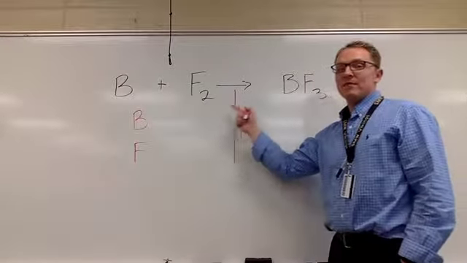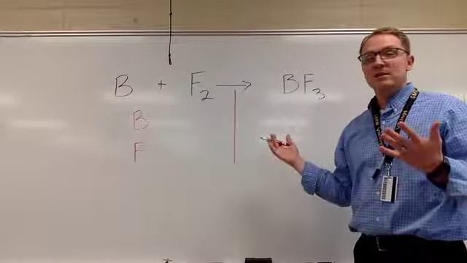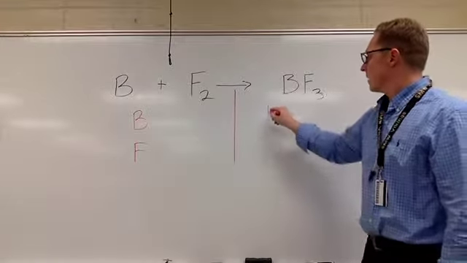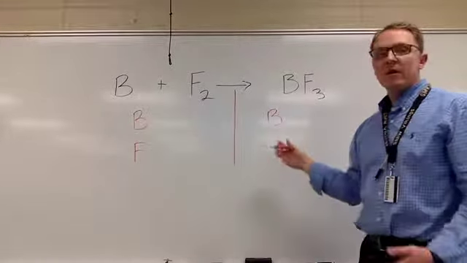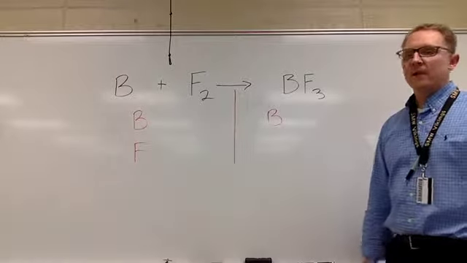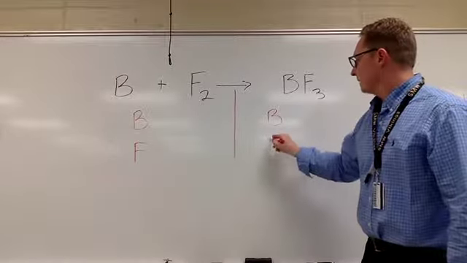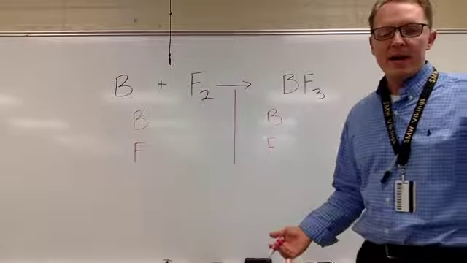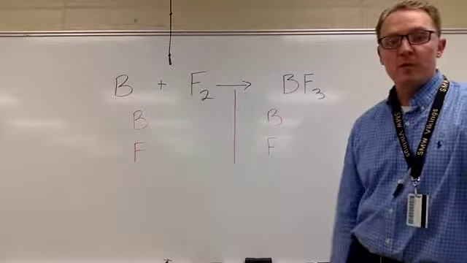Because our products have to equal our reactants as far as mass goes, we have to have the same type of elements over here as well. We have boron represented. So I'm going to take another inventory for the right-hand side of the equation, and I have fluorine as well. Okay? That takes care of what we have. Now we have to figure out how much of it we have.